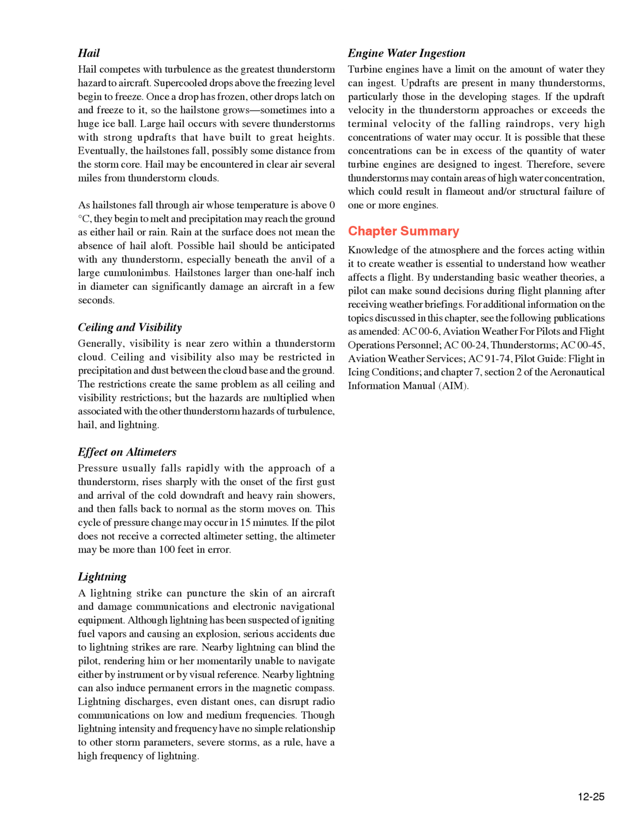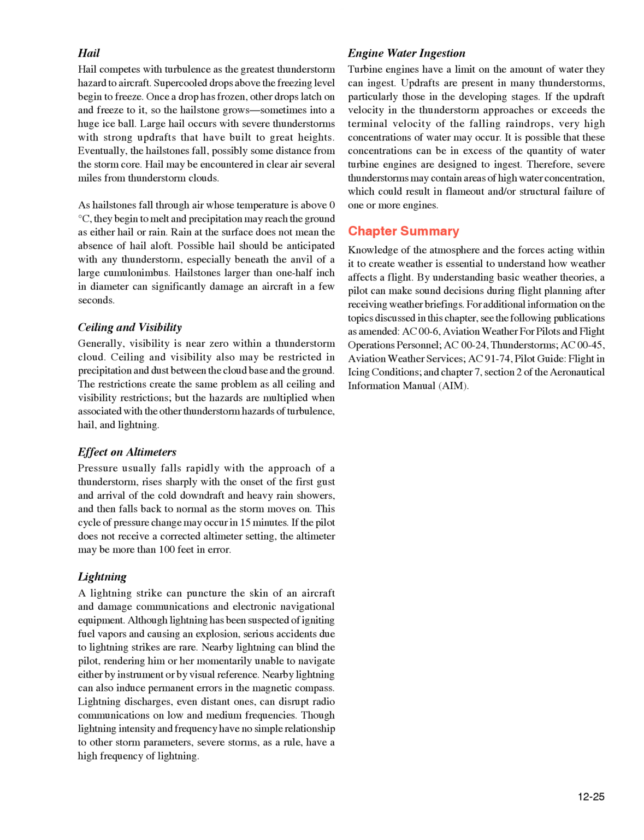Ceiling and visibility. Generally, visibility is near zero within a thunderstorm cloud. Ceiling and visibility also may be restricted in precipitation and dust between the cloud base and the ground. The restrictions create the same problem as all ceiling and visibility restrictions, but the hazards are multiplied when associated with the other thunderstorm hazards of turbulence, hail, and lightning.